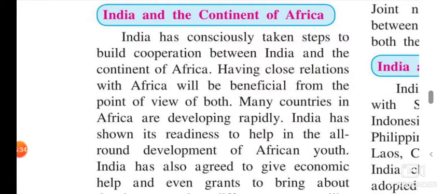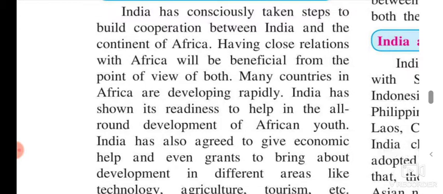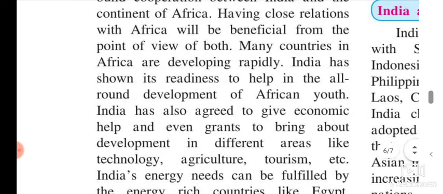India and the continent of Africa. India has consciously taken steps to build cooperation with the continent of Africa. Having close relationships with Africa will be beneficial from the point of view of both. Many countries in Africa are developing rapidly. India has shown its readiness to help in all-round development of African youth.